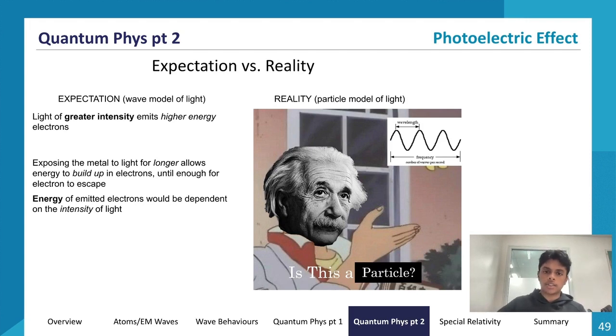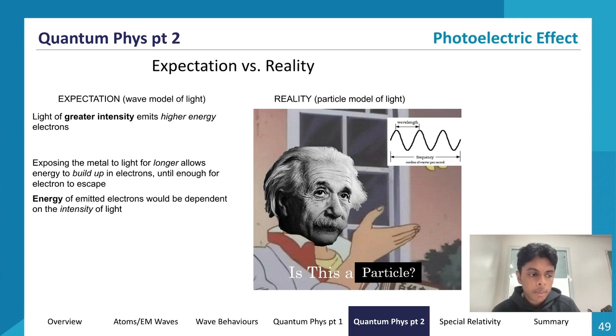So that kind of makes sense. The quantum model made sense for that. The greater the intensity, the photocurrent would also increase. Another expectation was that exposing the metal to light for longer allows energy to build up in electrons until there is enough for the electron to escape. But in reality, that wasn't observed.